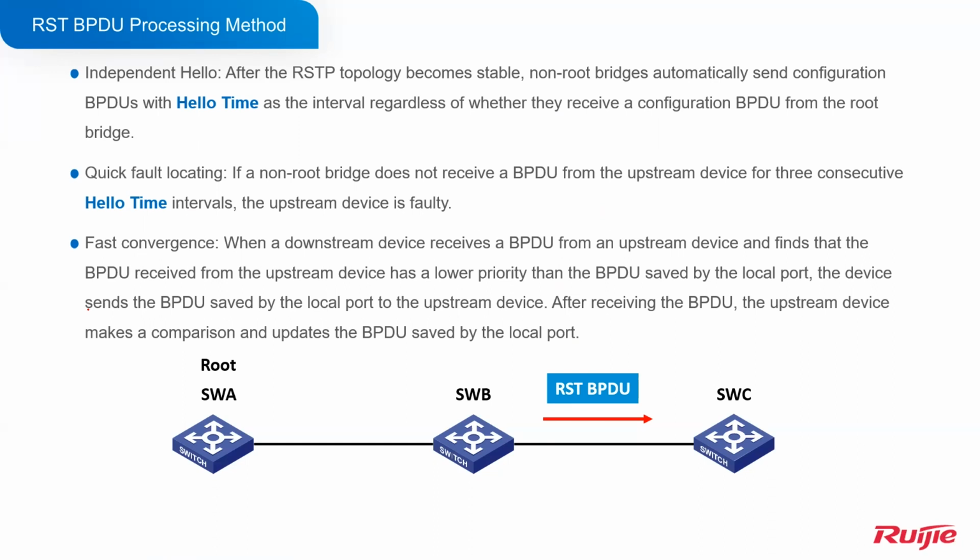And the fast convergence: when a downstream device receives a BPDU from an upstream device and finds that the BPDU received from the upstream device has a lower priority than the BPDU received by the local port, the device sends the BPDU received by the local port to the upstream device. After receiving the BPDU, the upstream device makes a comparison and updates the BPDU received by the local port. This is about the fast convergence method of RSTP BPDU.